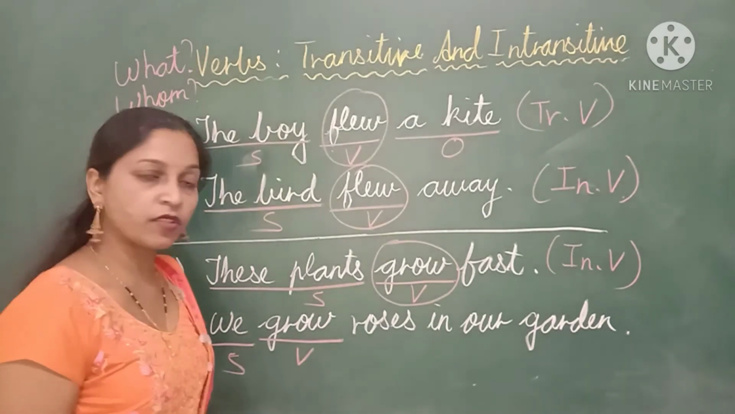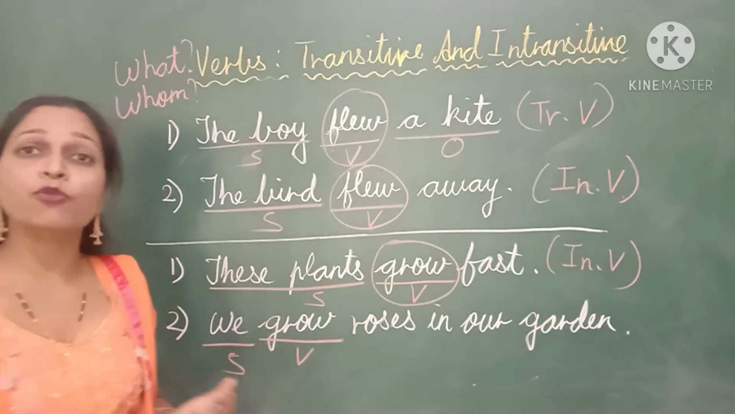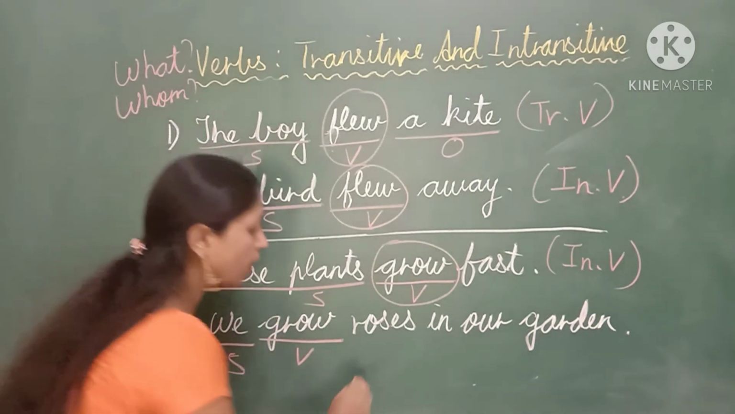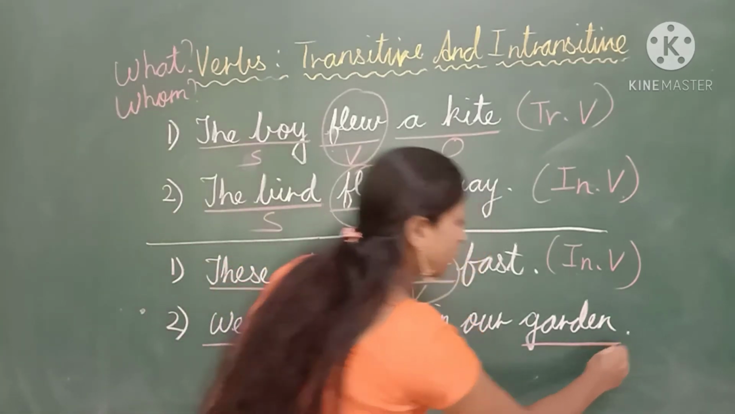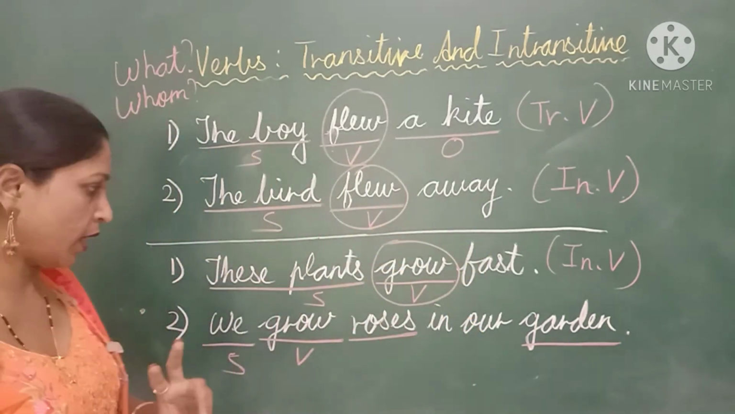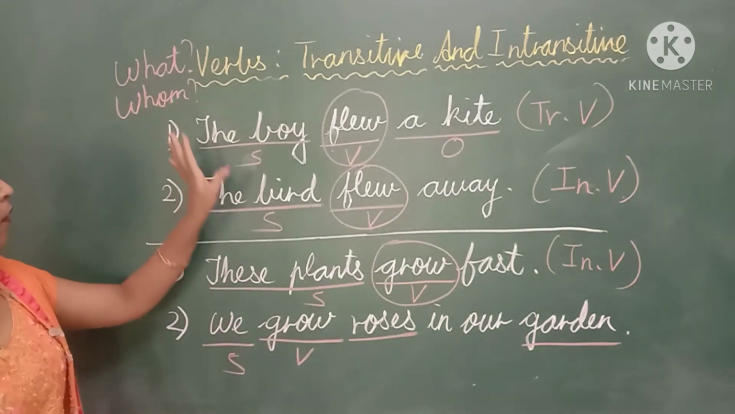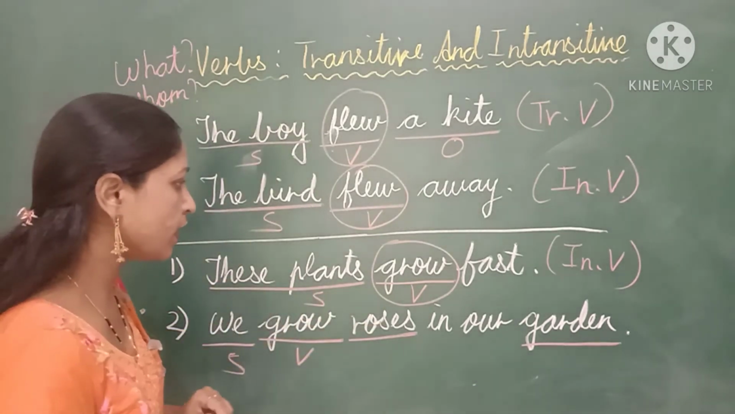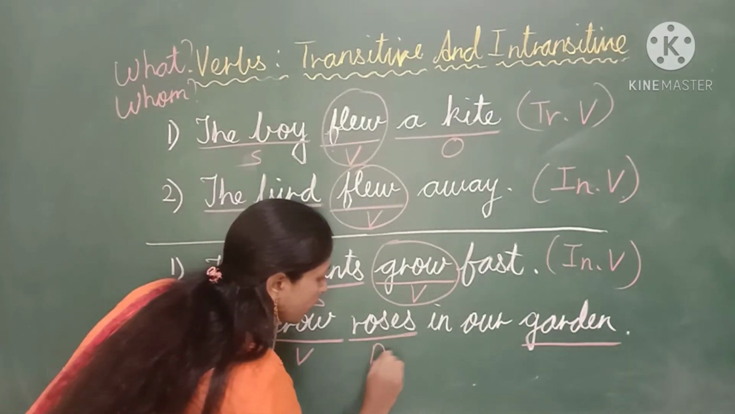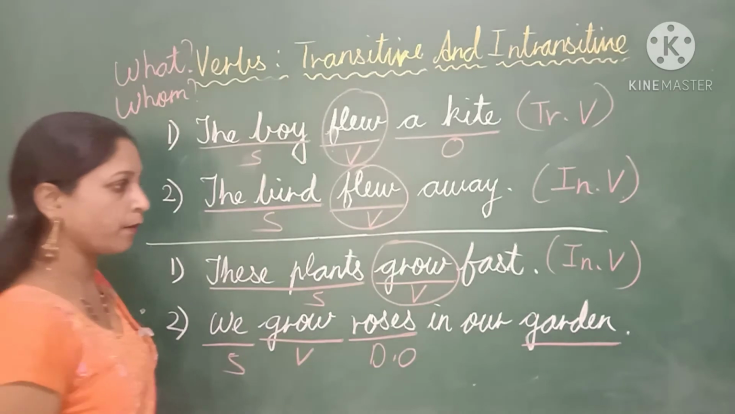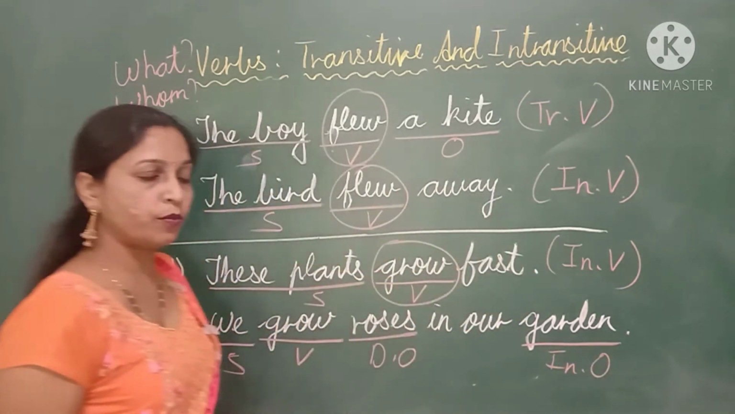Okay. Now which is the object here? Here we find two objects. Sometimes there are two objects in a sentence, like roses and garden. So we have got two objects. What did they grow? Roses. Isn't it? So roses and garden are the objects. So roses is the direct object and garden is the indirect object.